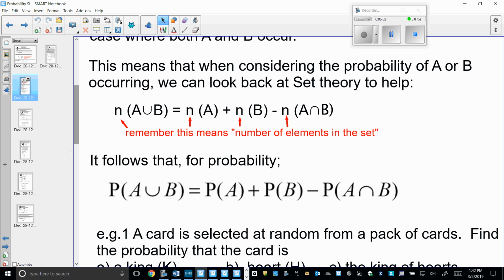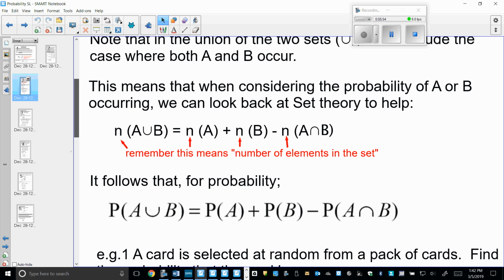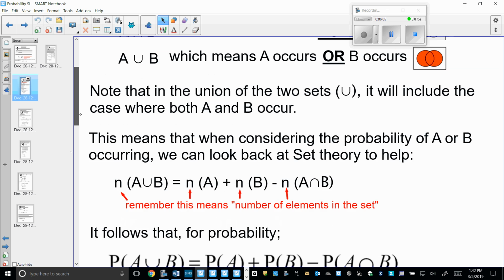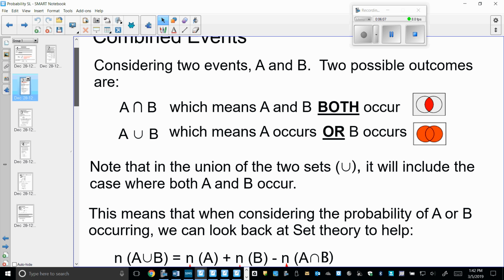So it'll be like 10 plus 8 minus 3. I mean, obviously we're talking about these random numbers. But we can also see from the diagram, because A would be this whole circle, B would be this whole circle, and we've counted that little bit twice. Okay, so that's the important thing here.